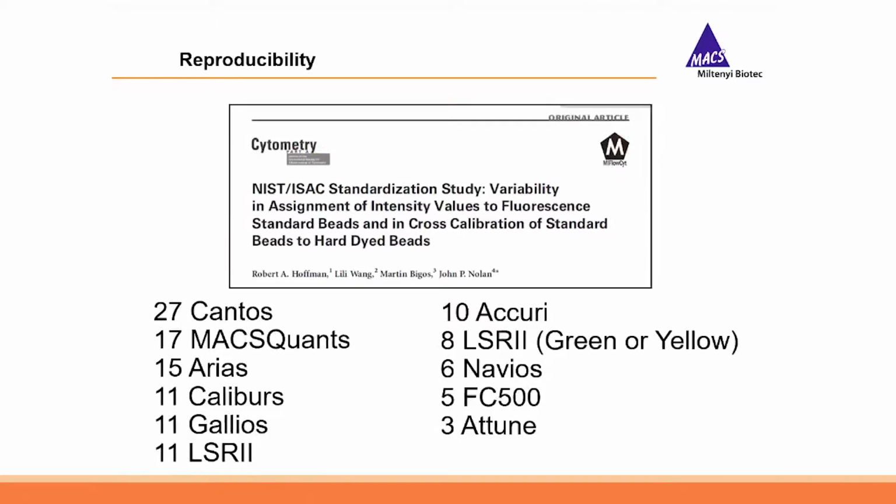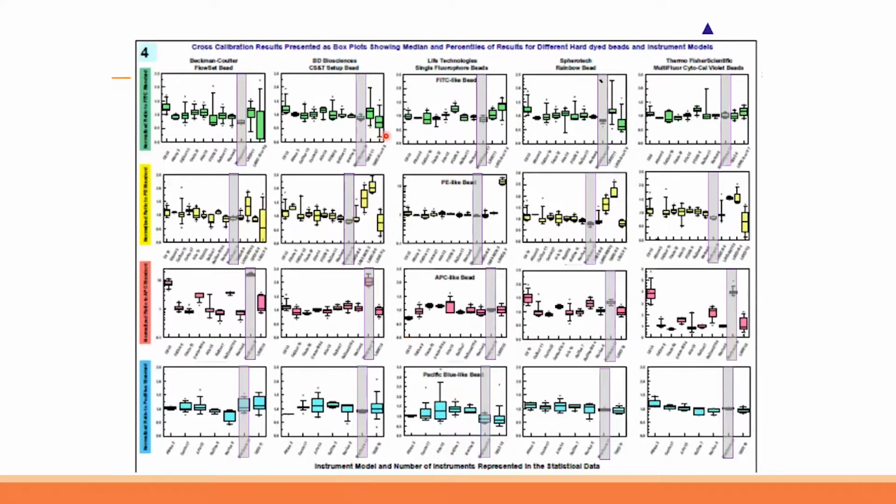One of the studies that was done a few years back by the National Institute of Standards and Technology and ISAC was around cross-calibration of instruments using hard-dyed beads. These are a great reference material. Some of the devices that were run were listed here, including 17 MACSQuants. When we look at the data from the different vendors, so these are different calibration products from different vendors, FlowSet, CS&T, rainbow beads from Spherotech, and then a Thermo product with these CytoCal beads.